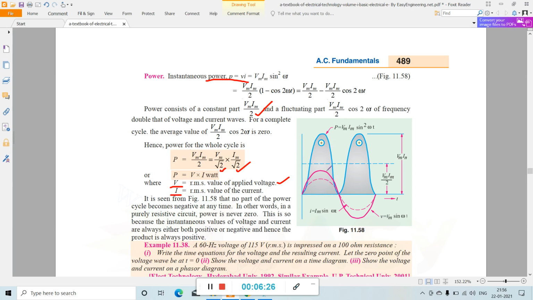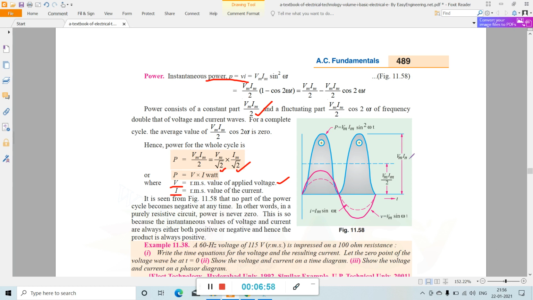This is the voltage Vm sin omega t waveform, and this is the current I equal to Im sin omega t waveform, and this is for power. Okay, see, the average power is represented in between this region, Vm Im by 2, and the fluctuating part is the whole part Vm Im into cos 2 omega t.